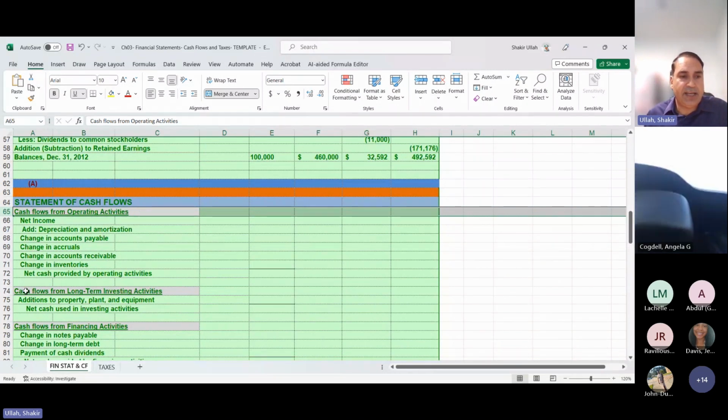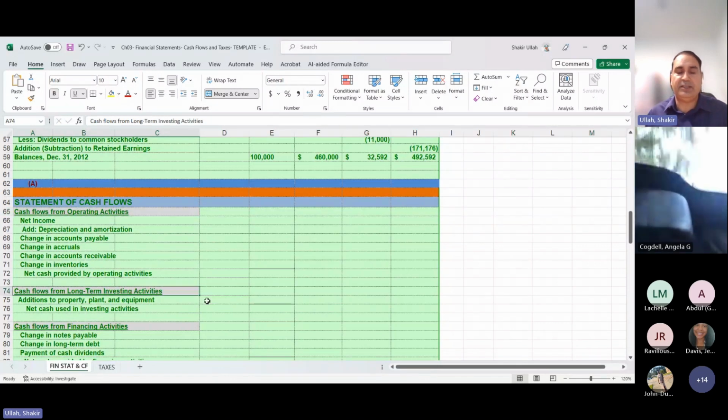The second category is the cash flow from long-term investing activities. These activities include purchasing or selling long-term assets. For example, you bought a new building for your business. That is a long-term investing activity. When you buy that building, you're paying cash for it, so it is reducing your cash position. If you sold your long-term asset, you got the cash from it, and that will increase your cash position. It is separated because it is related to long-term investments.